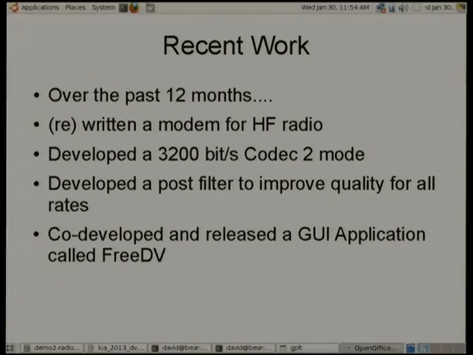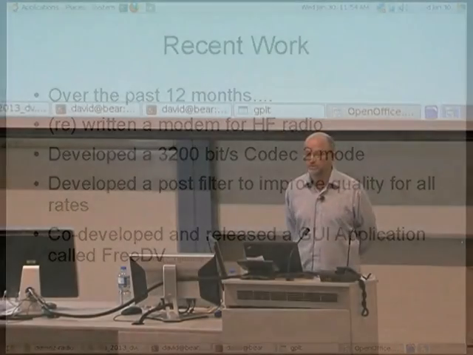Early last year I had the codec, but we wanted to get it on the air, so we needed the modem. So I spent several months rewriting a modem for HF radio. There was a modem designed for this sort of system several years ago. Unfortunately it was closed source, and when the author stopped working on it, the source was not available, and that was lost to us. So I made sure that when I rewrote it, it was GPL, and it's been released and it won't be lost again.